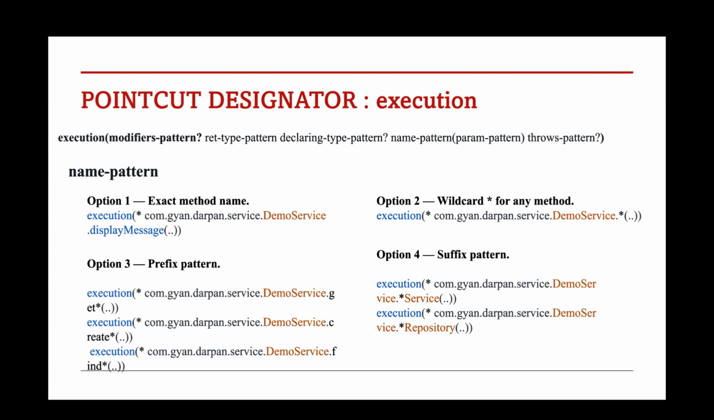But the trade-off is clear. The moment someone renames that method, your pointcut breaks. Silently. So use exact method name matching when you have a very specific reason. And always consider whether a pattern would serve you better.